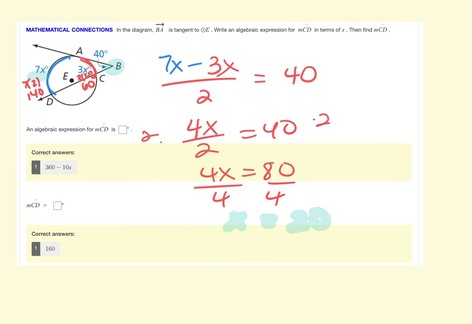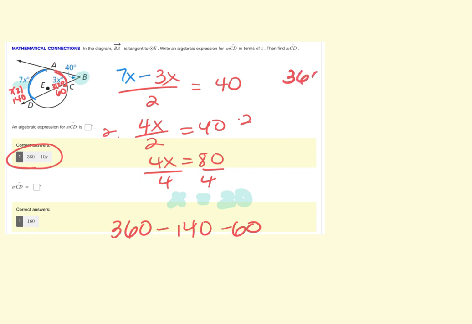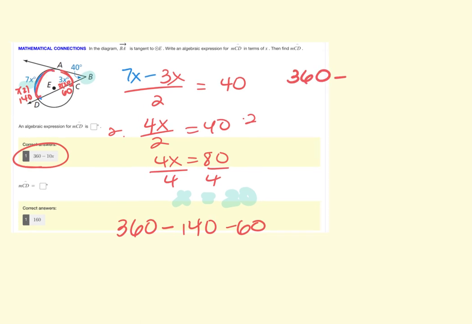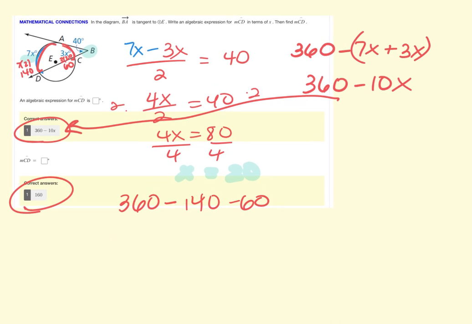And then to find arc CD, you'd have to do 360 minus that 140 minus the 60. In order to get the expression, you had to do 360 minus those two arcs. So minus 7x plus 3x, or 360 minus that 10x. And then that's that one. So the first question asked for the expression there. And then you had to work it out and plug it back in to get the 160. Because this would be 360 minus 200, which is 160.